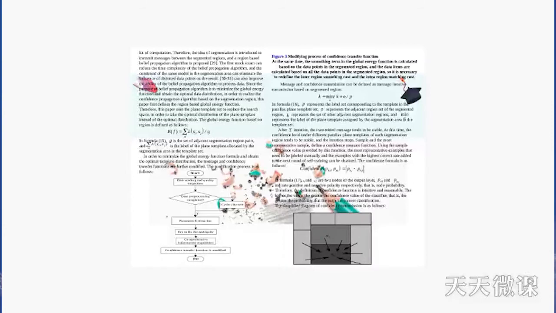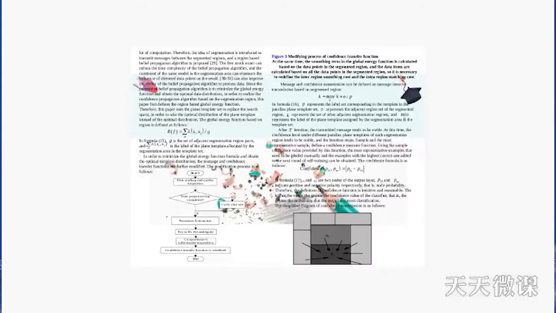In order to minimize the global energy function formula and obtain the optimal template distribution, the message and confidence transfer functions are further modified. The modification process is as follows. At the same time, the smoothing term in the global energy function is calculated based on the data points in the segmented region, and the data items are calculated based on all the data points in the segmented region. So it is necessary to redefine the inter-region smoothing cost and the intra-region unmatching cost.